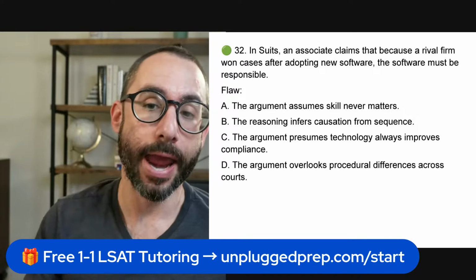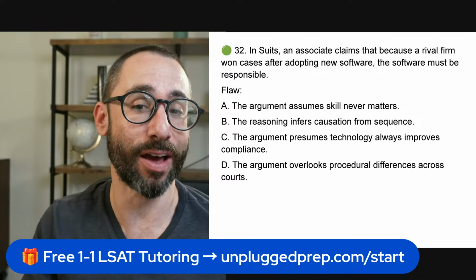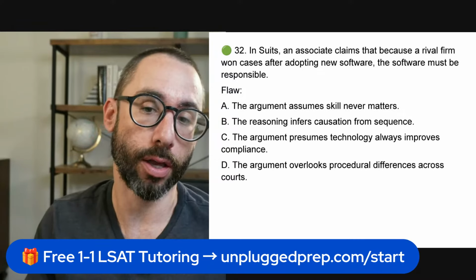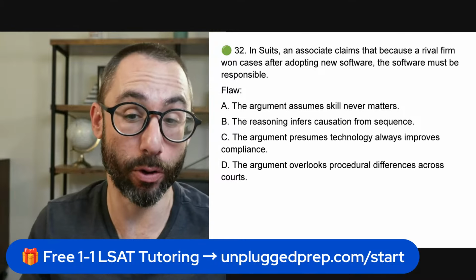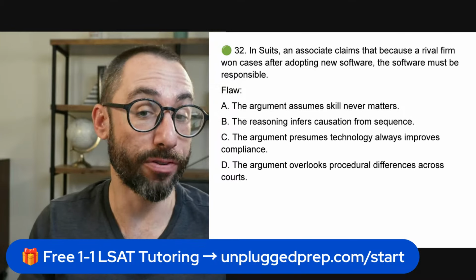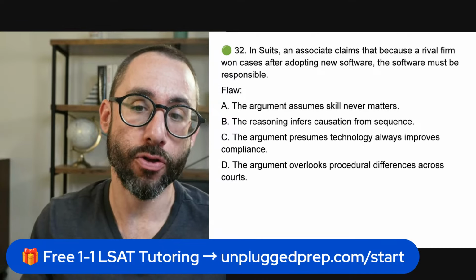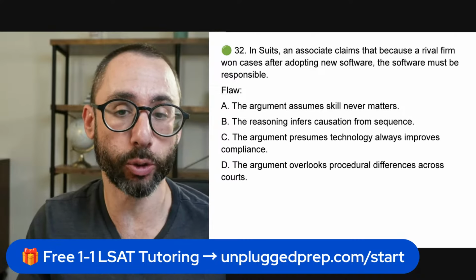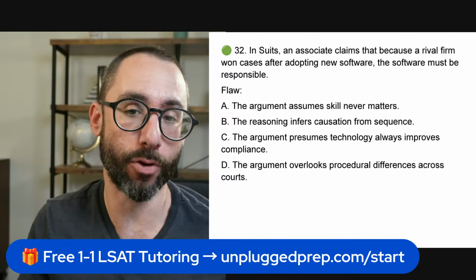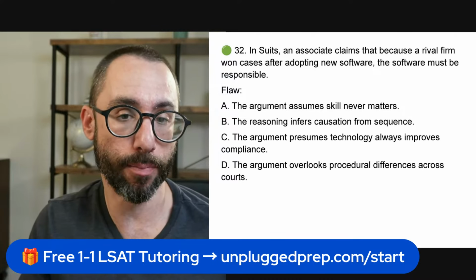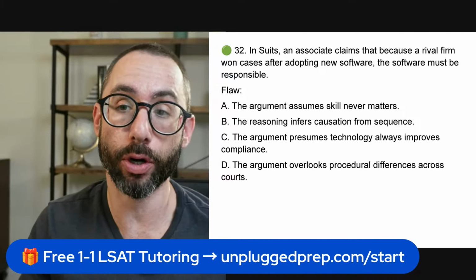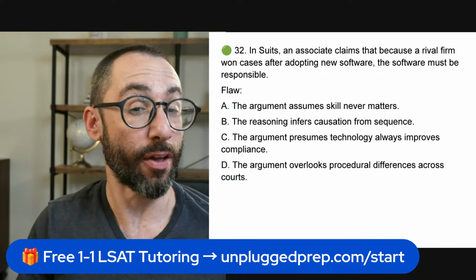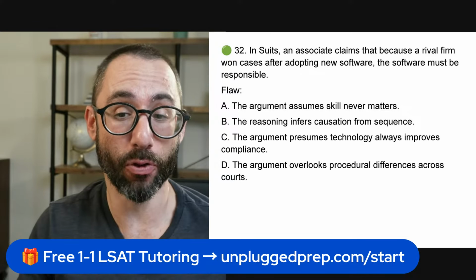In Suits, an associate claims that because a rival firm won cases after adopting new software, the software must be responsible. What is the flaw? A, the argument assumes skill never matters. B, the reasoning infers causation from sequence. C, the argument presumes technology always improves compliance. Or D, the argument overlooks procedural differences across courts. When you have your answer, please drop it in the chat, A, B, C, or D. If you're not sure, just drop a question mark. So they got the new software, then they won cases, therefore the software was the reason they won.